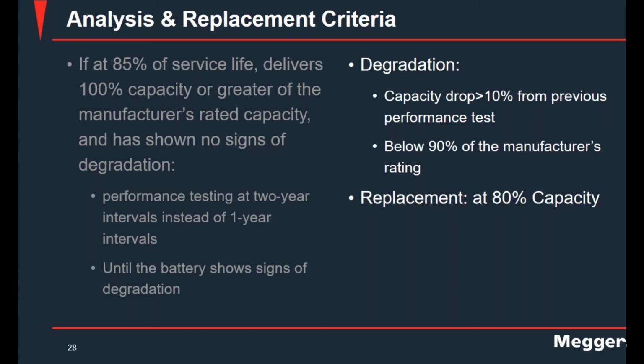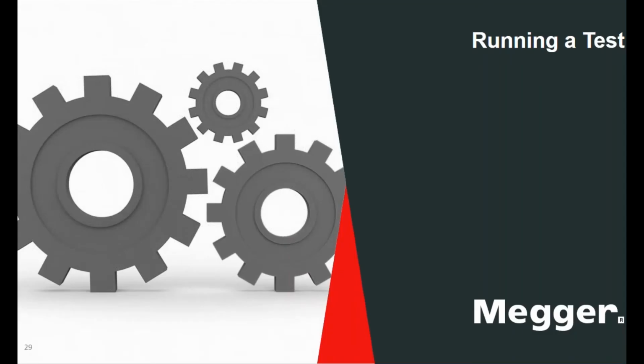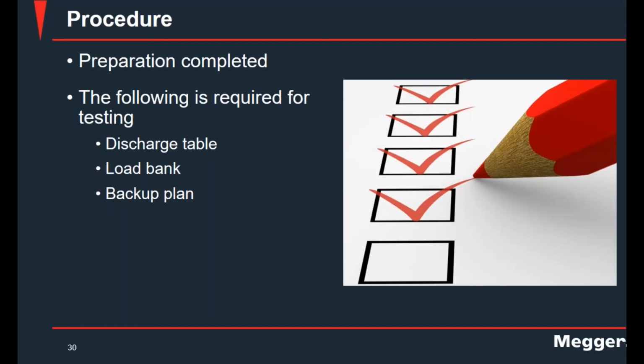So what happens when we are running the test, and what things do we need to consider? Well, the very first thing is to go through all of that preparation, and we need to be sure that the preparation has been completed. And if we are making some exceptions, we need to document those and understand that those exceptions are going to be there when we do the analysis of the results.